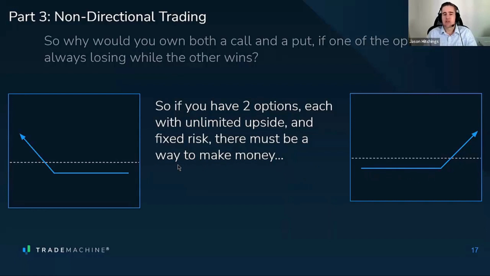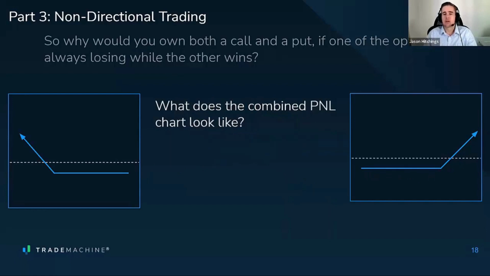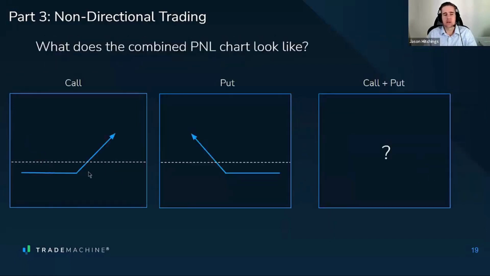What happens if you combine these two? What does that look like? Okay, so here's our call, here's our put. What does this combined look like? Well, if we're buying both a call and a put, then we're buying two different options, and so that's going to cost more than buying an individual option.